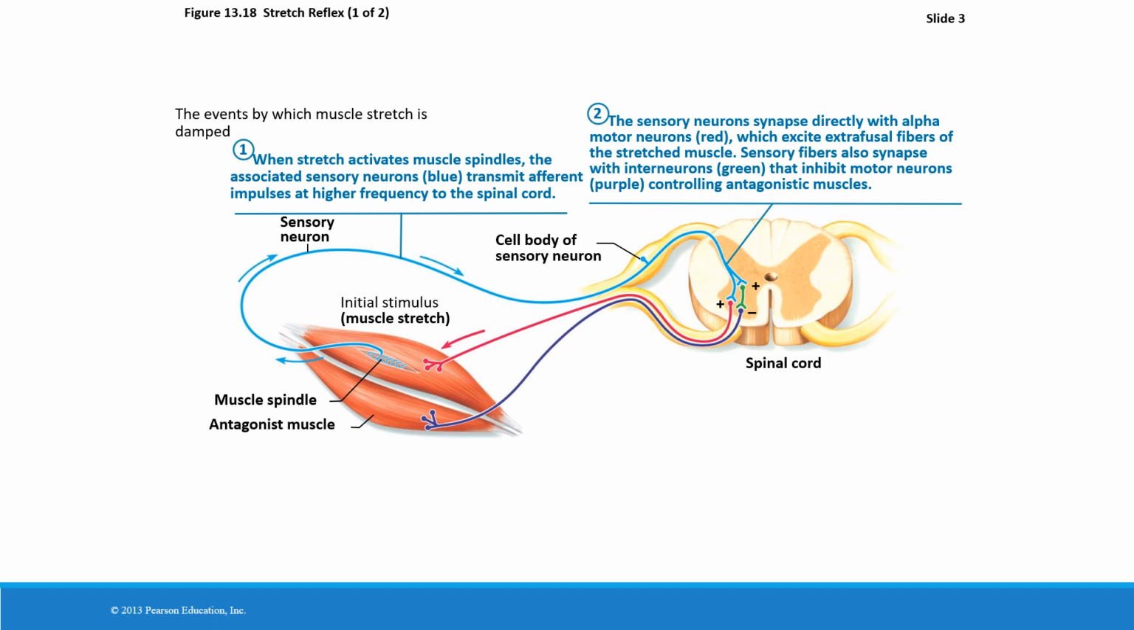Sensory fibers also synapse with interneurons. You can see that little interneuron in green. I'll highlight it to make sure you guys can see where we're at. See that guy right there? Yeah, little green guy, that inhibits motor neurons in purple. You can see where the purple one is coming up right from that interneuron there. In purple, controlling our antagonist muscle.